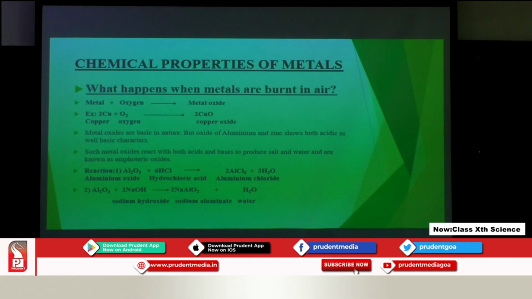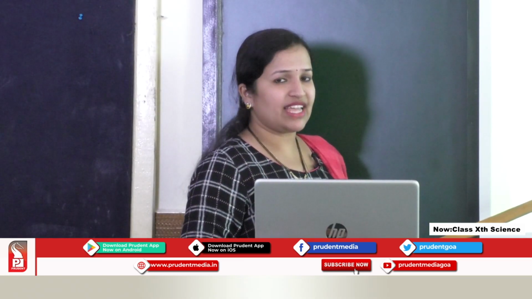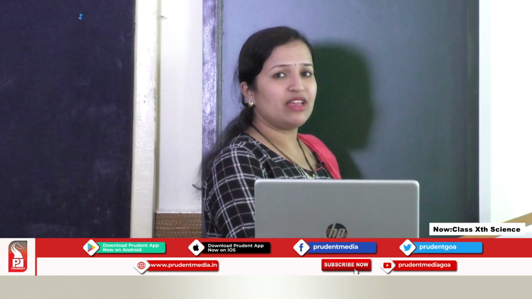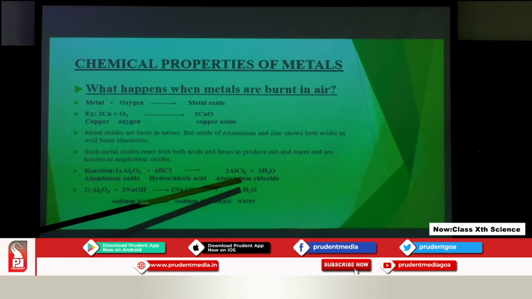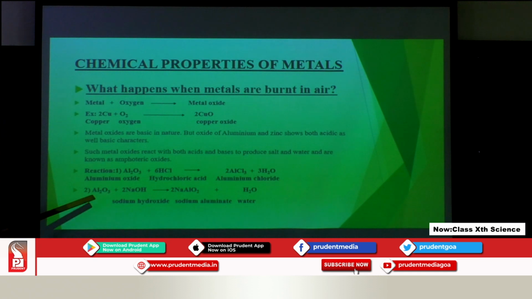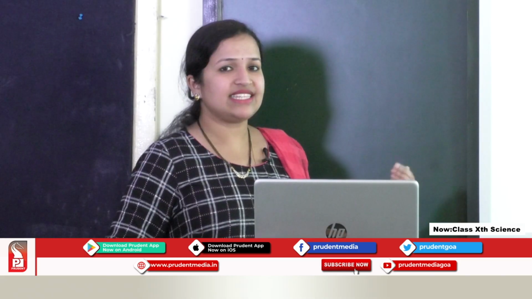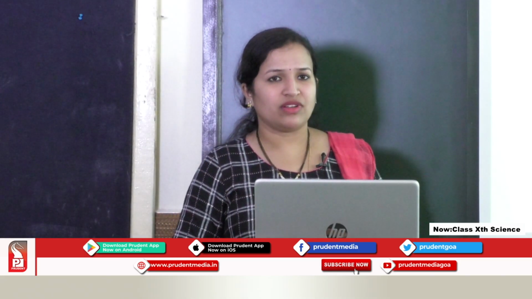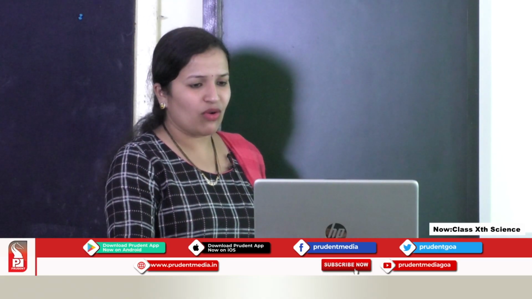So here the reaction goes this way: aluminium oxide plus HCl, hydrochloric acid. We get the formation of aluminium chloride, which is a salt, plus H2O, water, so water is being released. When aluminium oxide reacts with sodium hydroxide, which is a base, we get the formation of sodium aluminate, and water is being released in the process. So in both processes, when it reacts with HCl and NaOH, that is acid and base, we get salt and water. So such oxides are amphoteric oxides.